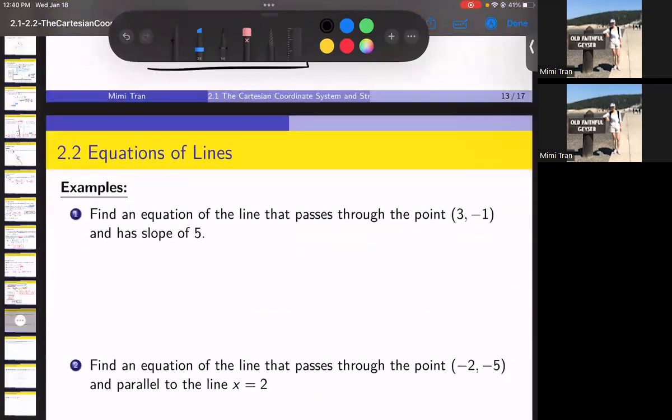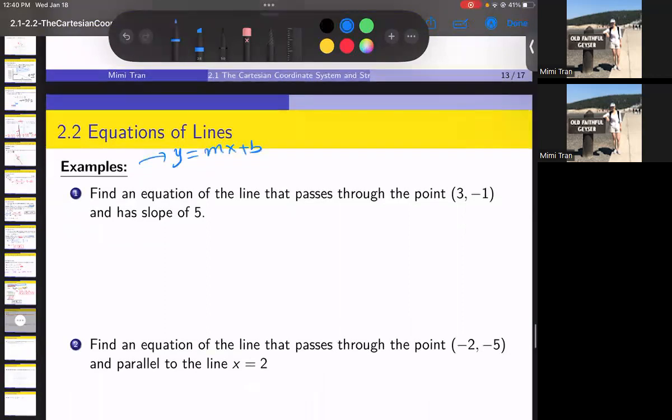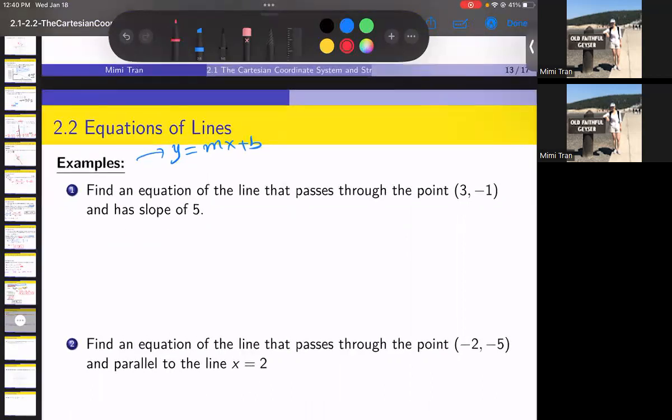Find the equation of a line that passes through the point 3, -1, and has a slope of 5. The equation of a line has the form y equals mx plus b. Do I know the slope? Yes, very good. I know the slope, so y equals 5x plus b. How do I find b?